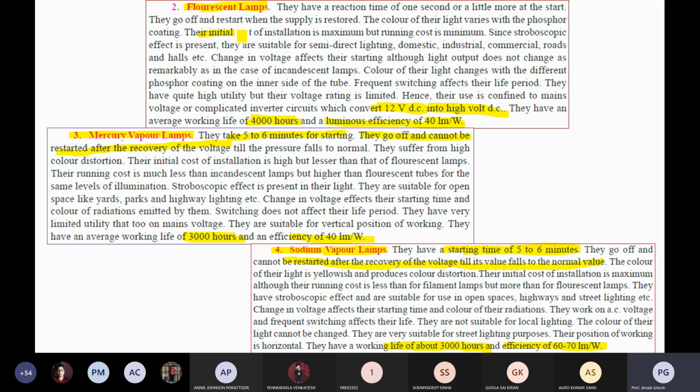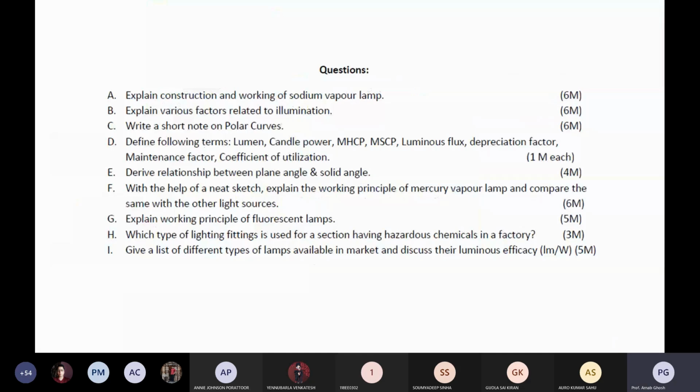The initial cost for that is maximum and the running cost is minimum, that I have already discussed. So simple things are there. Comparisons between different artificial sources of light are important for our study. At the time of the exam, such types of questions may come in the form of short notes. Some questions are given here, so you can follow these questions, as questions of this kind of pattern may come.